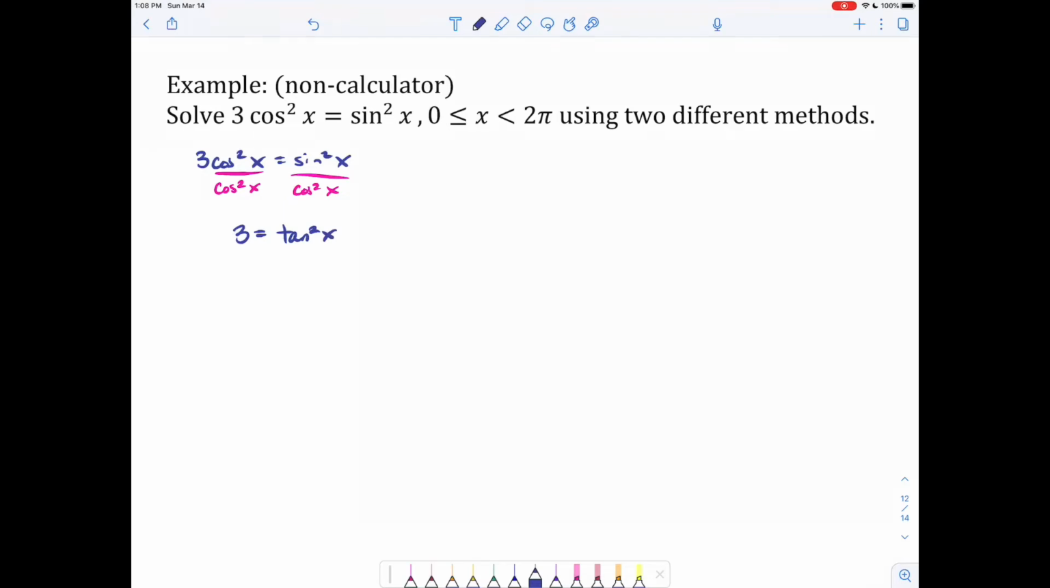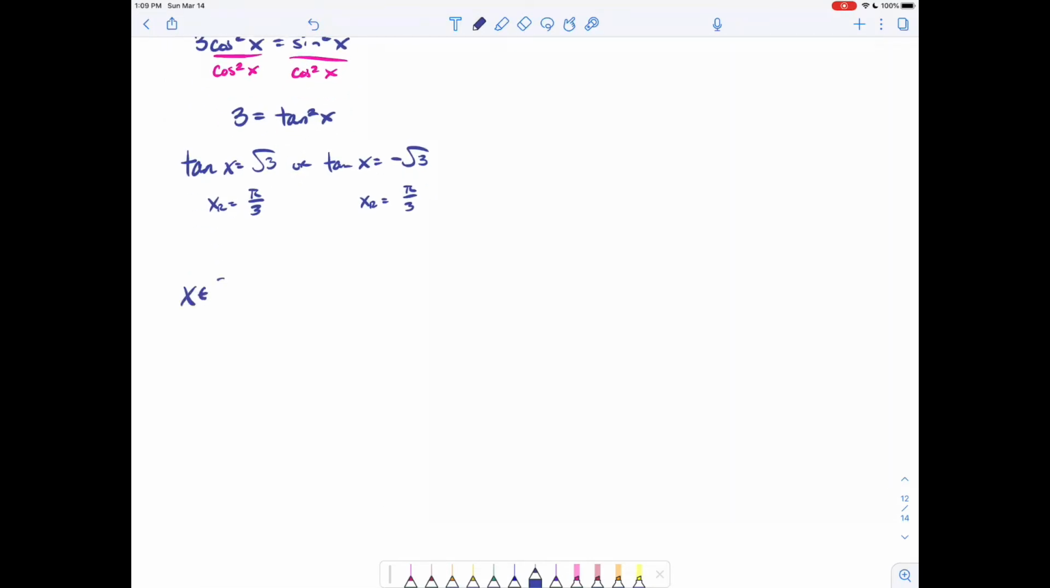And that's what I get there. And that means that 10x could be root 3, or 10x is negative root 3. That is part of the pi over 3 family for both cases. And positive or negative, we're just getting all 4 quadrants. So then x could be anything in the pi over 3 family. So pi over 3, 2 pi over 3, 4 pi over 3, and 5 pi over 3.